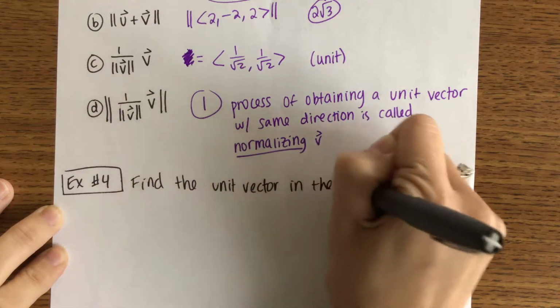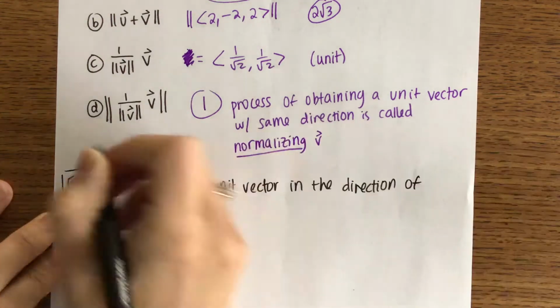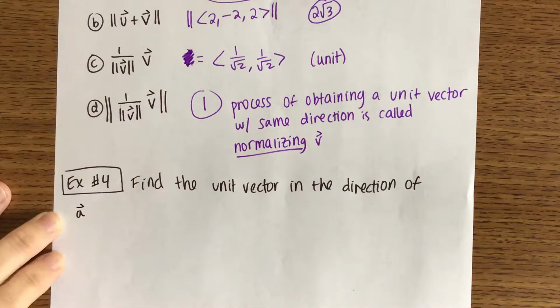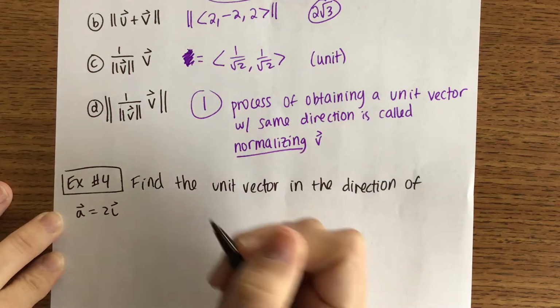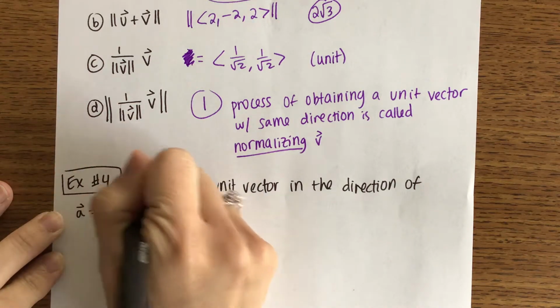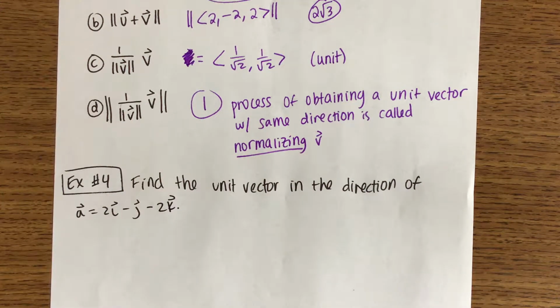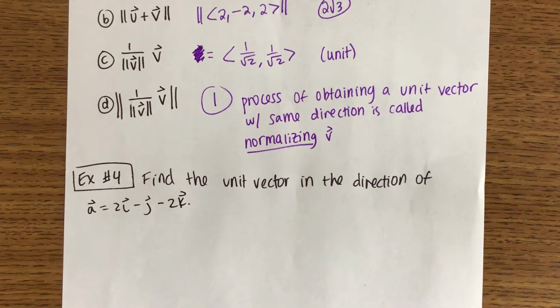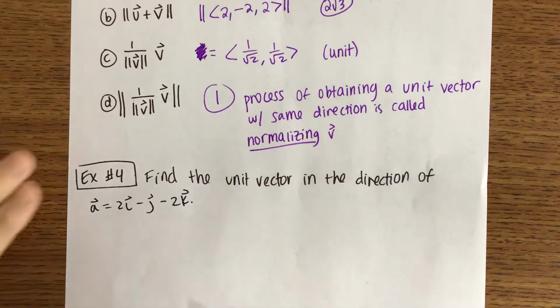In the direction we're going to call our vector A. That vector is going to be 2i subtract j subtract 2k. So I want a vector that is in the same direction, but that has a magnitude of 1. That'll make it a unit vector. So how are we going to start? Find the magnitude. Yeah.